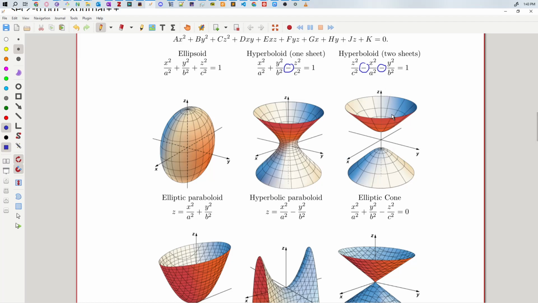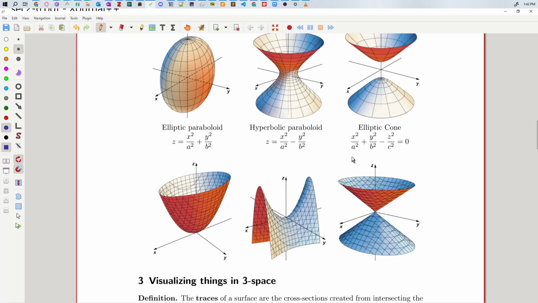And the same happens with the 2-sheet hyperboloid. The intersections with the xz plane and yz plane are going to be hyperbolas, and the intersection with the xy plane will be ellipses. With the cone, the same holds true. It's just that if you, say, intersect with the xz plane, what you get is a degenerate hyperbola.